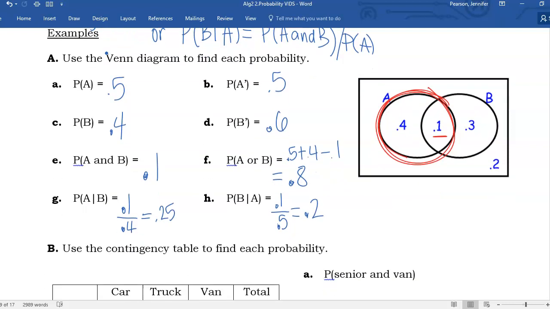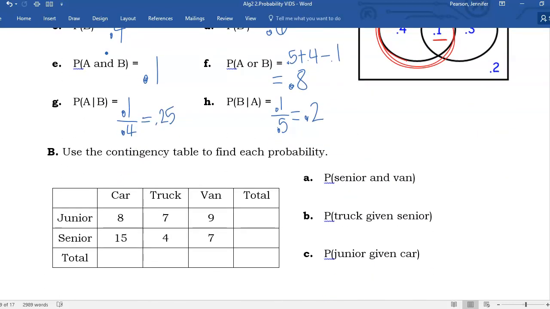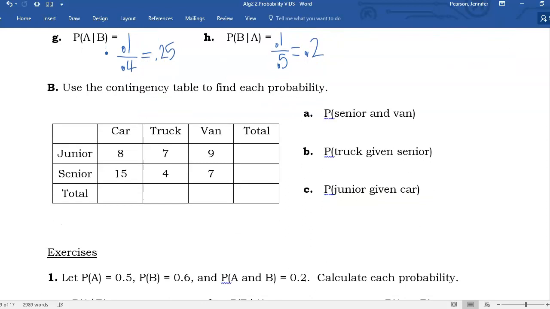Example B, use the contingency table to find each probability. I am looking at juniors and seniors and the vehicle that they drive. We have some cars, some trucks, some vans. I'm going to finish this table with some totals to help us with our probabilities. I'm going to add in each column total, juniors plus seniors. Cars, 23.